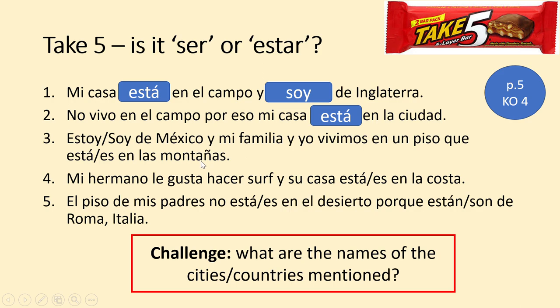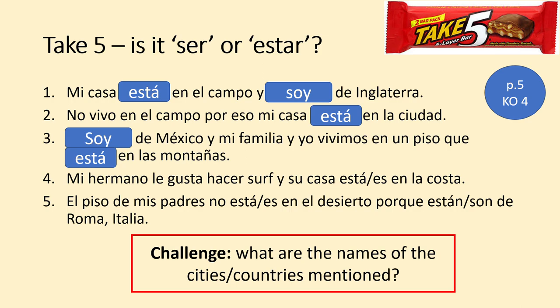Right, bit more of a complicated one here. We've got two choices because we've got two questions. So estoy o soy de México. México, that's a country. But I'm saying de before that, so I must be from Mexico. Soy de México. Y mi familia y yo vivimos, and my family and I, we live in a flat that is in the mountains. So we know it's a flat. We go on to talk about the location, las montañas. So it's going to be está.